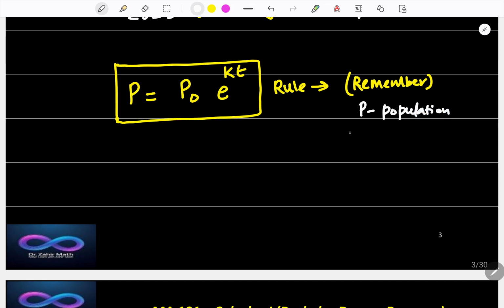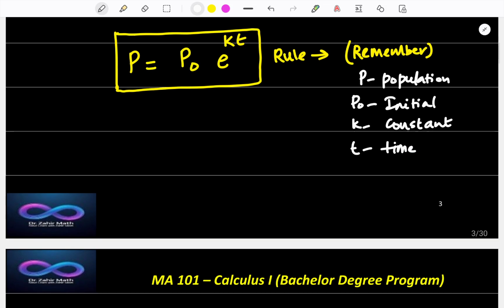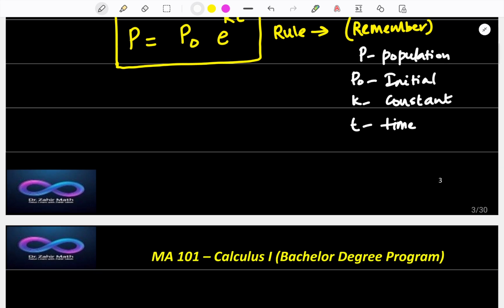So P is the population, and P naught is the initial population. And k is the constant of proportionality, and t is the time. Right. Now, what are the details given? I'm going to apply them one by one. The first detail is what?